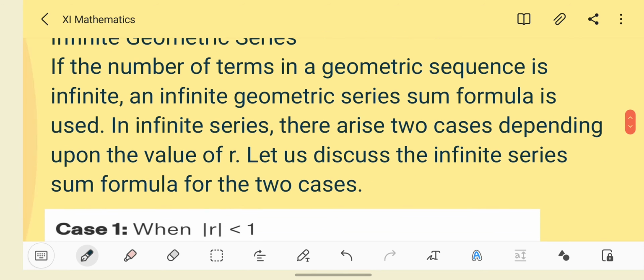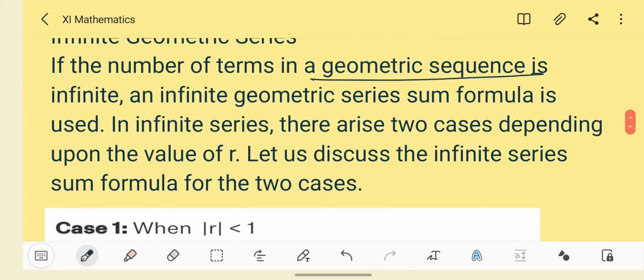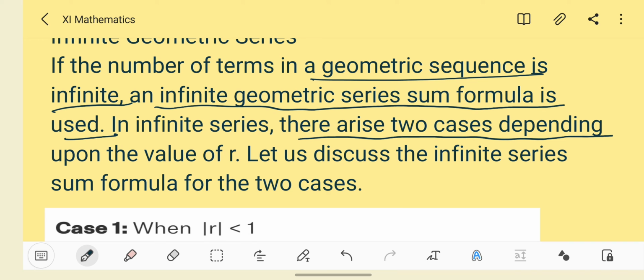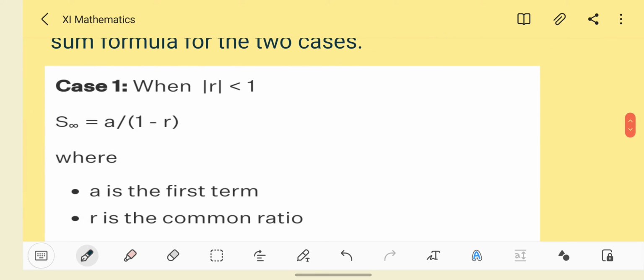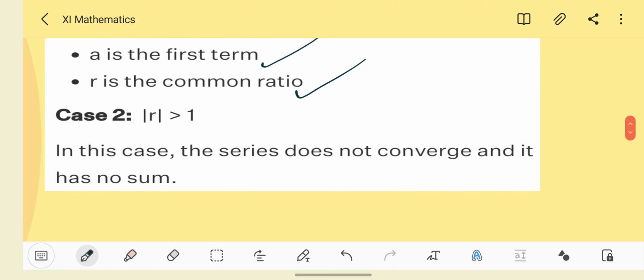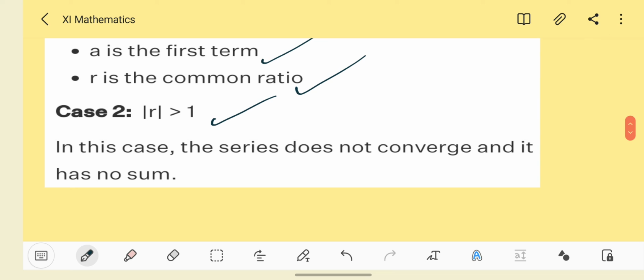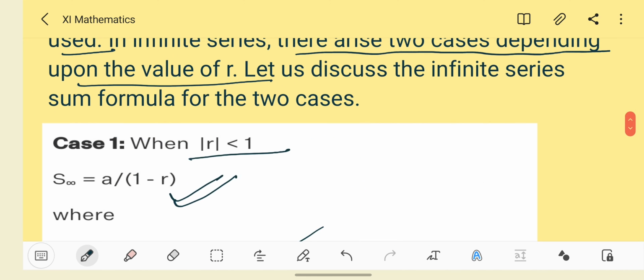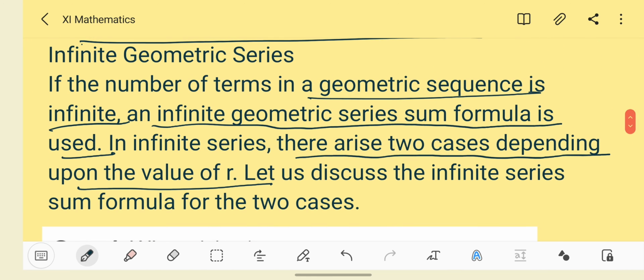For infinite geometric series, if the number of terms in a geometric sequence is infinite, the infinite geometric series sum formula is used. In an infinite series, two cases arise depending upon the value of r. When mod of r is less than 1, S infinity is equal to a divided by 1 minus r, where a is the first term and r is the common ratio. For mod of r more than 1, the series does not converge and it has no sum. Remember, for the infinite series sum, it depends completely upon the modulus of r.